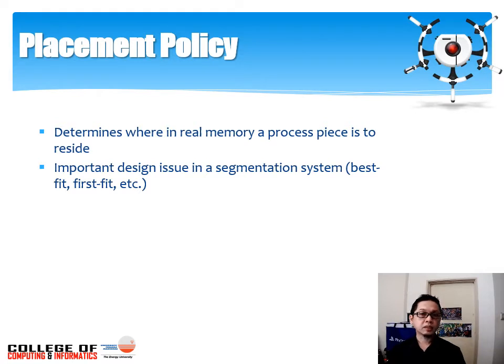Basically, a placement policy determines where in the real memory a process space needs to go. And also when a process is not active or is suspended, where it is going out later. So this determines when or where a process needs to go in after it's been swapped out, and what determines the characteristics of those processes that need to go in or out of a certain placement in the memory.